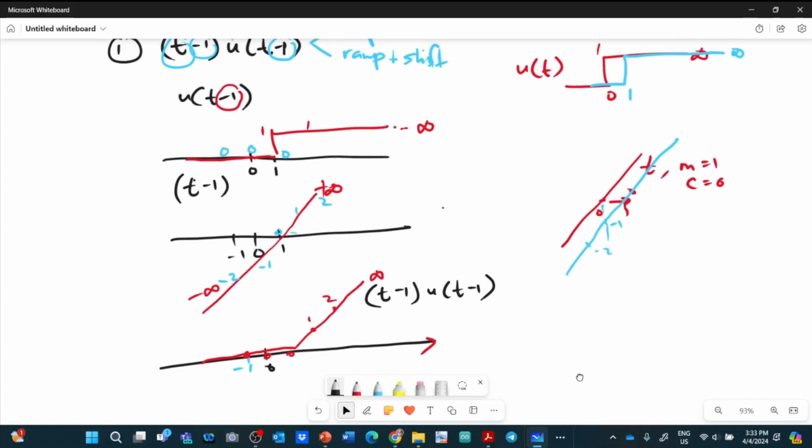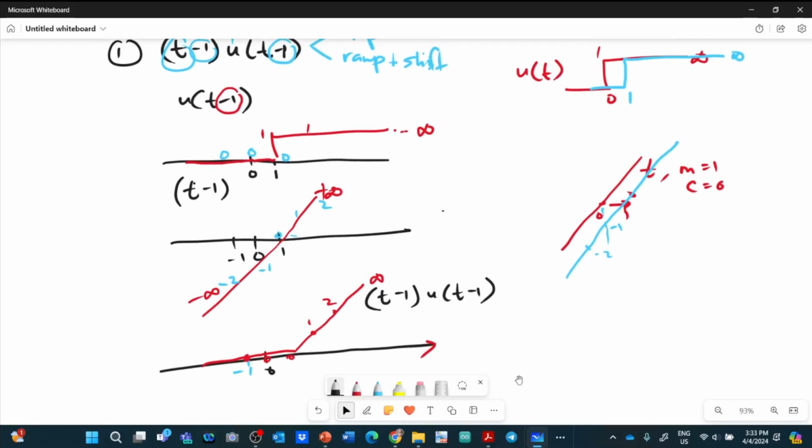So this is just one signal so far, one signal only.